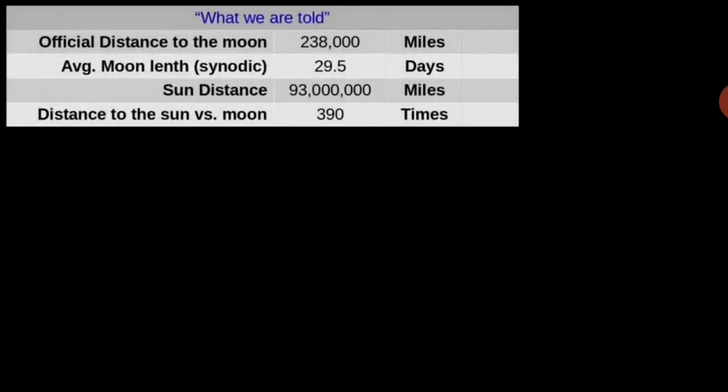So let's look at what they've told us so far. The moon is 238,000 miles away from the Earth. There's 29.5 average moon days. That's the synodic. I'm assuming that's on a yearly basis. Couldn't really find that on Wikipedia. The sun is 93 million miles away. And the distance to the sun versus the moon is 390 times. But they always say it's 400 times further away than the moon is to the Earth.